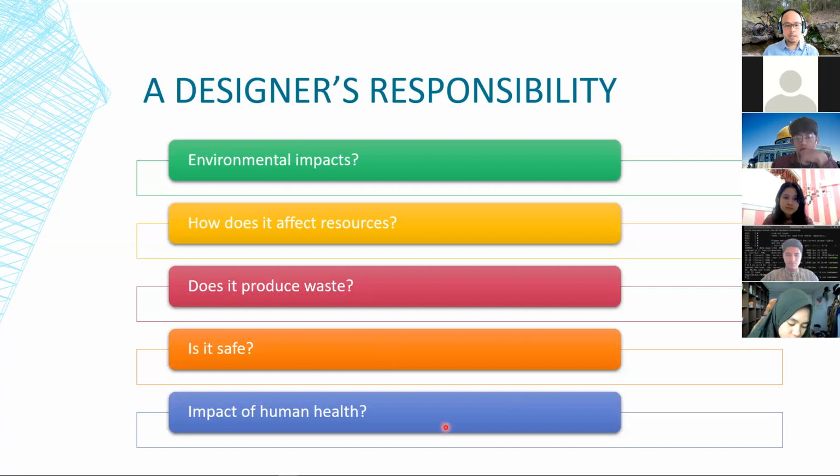And lastly, what is its impact on human health? Now, have you ever wondered who designed a cigarette? Who designed the seductive packaging? Who designed the very colorful and attractive advertising that we see today?